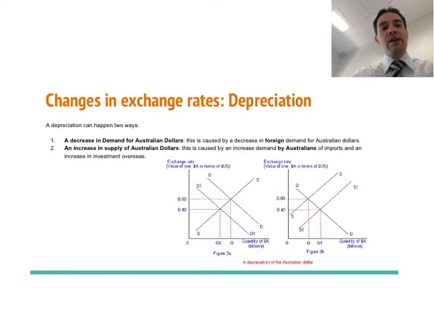Likewise, if we see an increase in imports into Australia, that means that Australians are selling Australian dollars on the Forex market and buying US dollars, or whatever currency they're using to buy their goods and services from overseas. So that increases the supply of Australian dollars, shifting the supply curve out to the right, and you can see a depreciation in the Australian dollar from 0.5 to 0.4. So that's depreciation and appreciation and the movements as well.